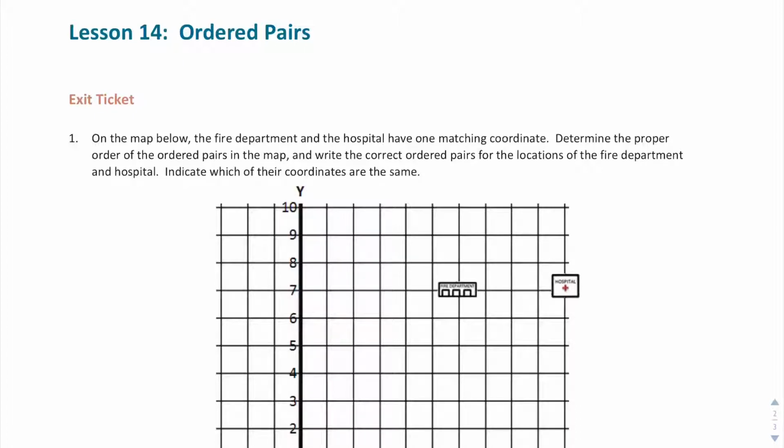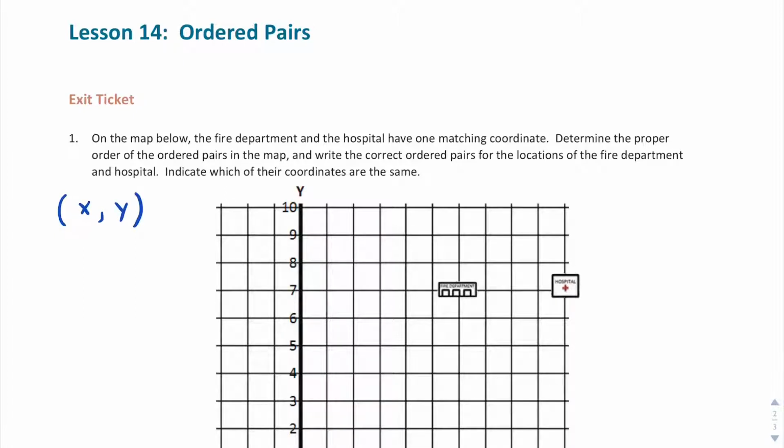As you can see in this problem, we have a fire department and we have a hospital, and we're going to be required to name the ordered pair for each of those locations, in addition to a few other places in the next problem. Number 1 is asking us to find the ordered pairs of the fire department and then the hospital. And then it wants us to name which of the two coordinates are the same. So we do need to know that an ordered pair is always going to be x, comma, y.